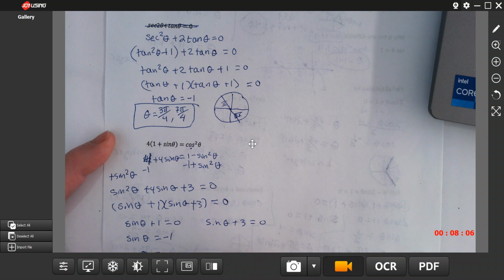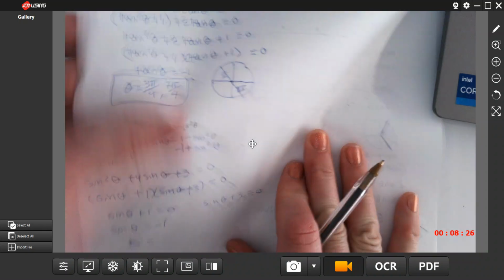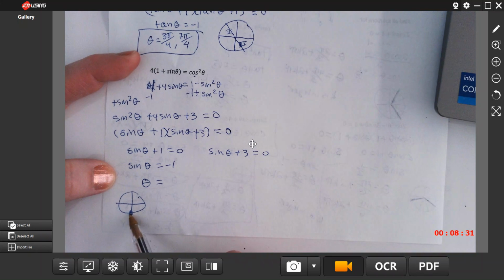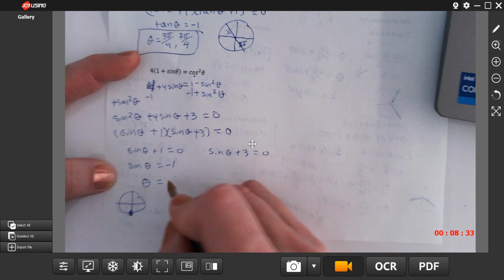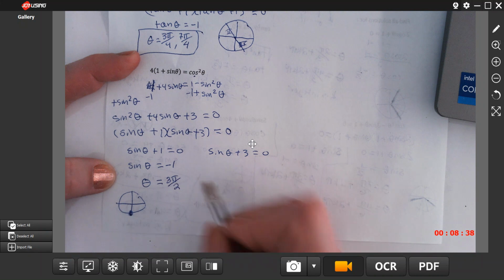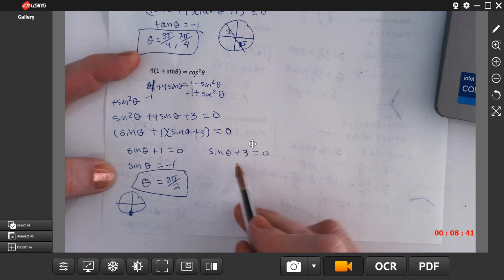So if we think what angle has a sine equal to negative 1? Sometimes the ones with negative 1s have two solutions. Sometimes they have only one going all the way around. Those are special, the ones along the axes. So sine is a height. The only place the height is negative 1 is down there. So that would be 3 pi over 2. All right, so that's a solution.